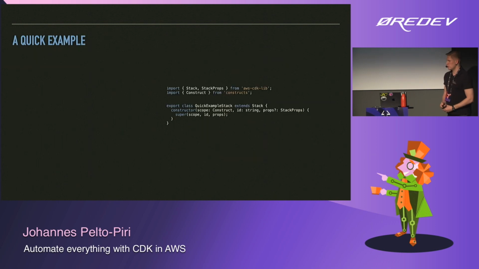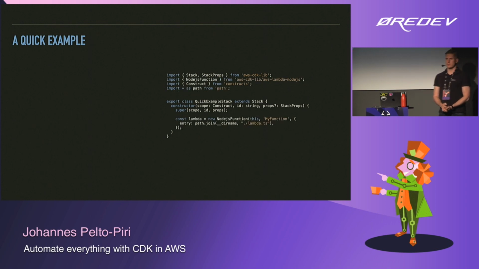So let's have a look at a quick example. Now this is an empty stack. You can see that we have a construct that is the scope. This is typically the app. Or if you are building your own construct, that might be the stack. But let's add a Lambda function to it.